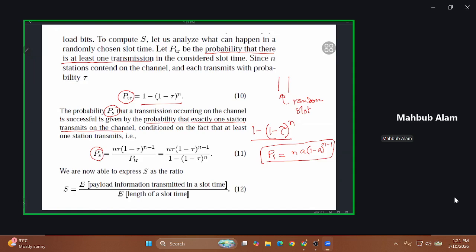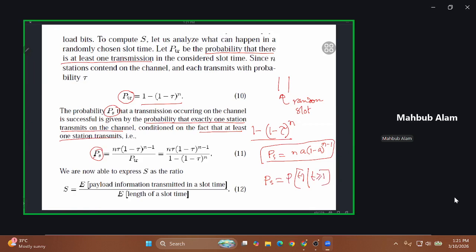How? This conditional probability PS is the probability that if there is a transmission in a slot, what is the probability that a single station transmits? So the probability that a single station transmits, given that at least one station transmits. That means this PS is equal to the probability that a single station transmits, given that one or more stations are transmitting.